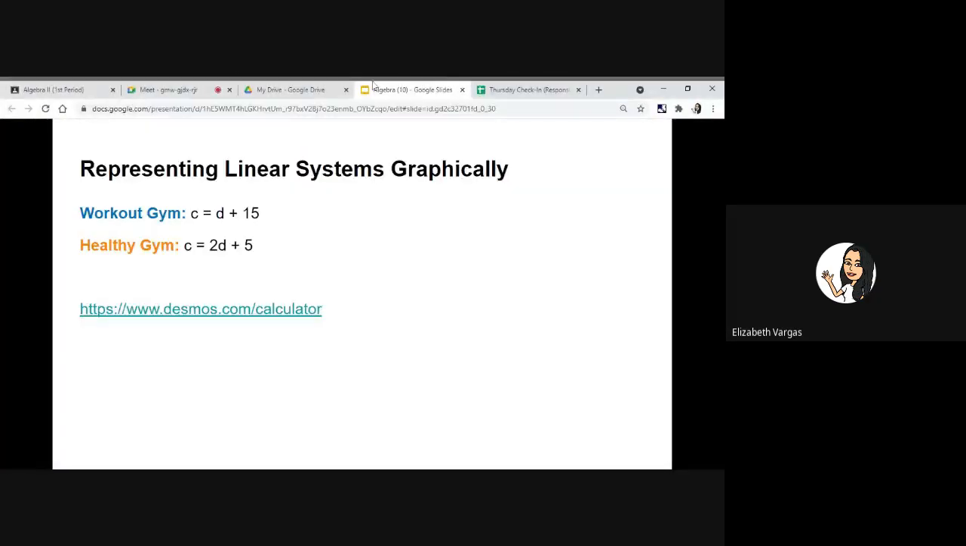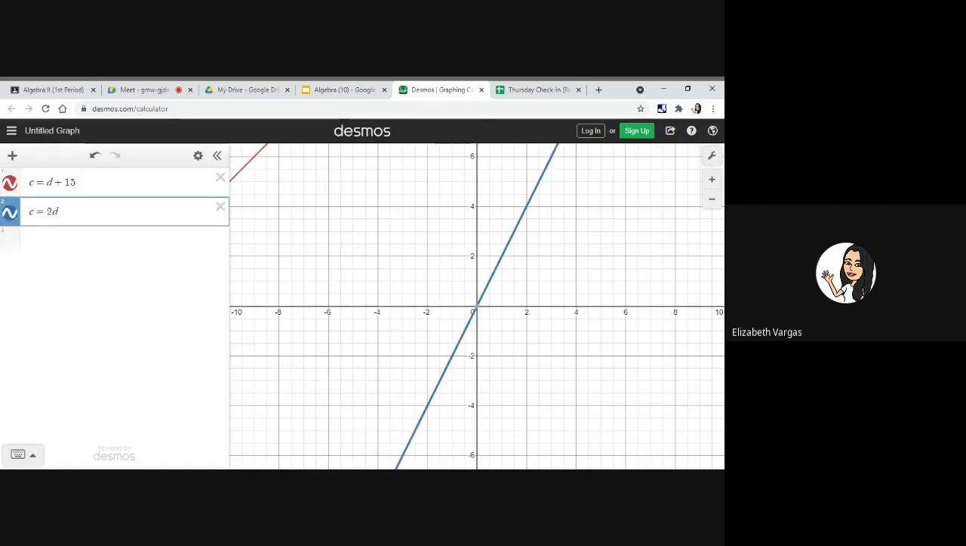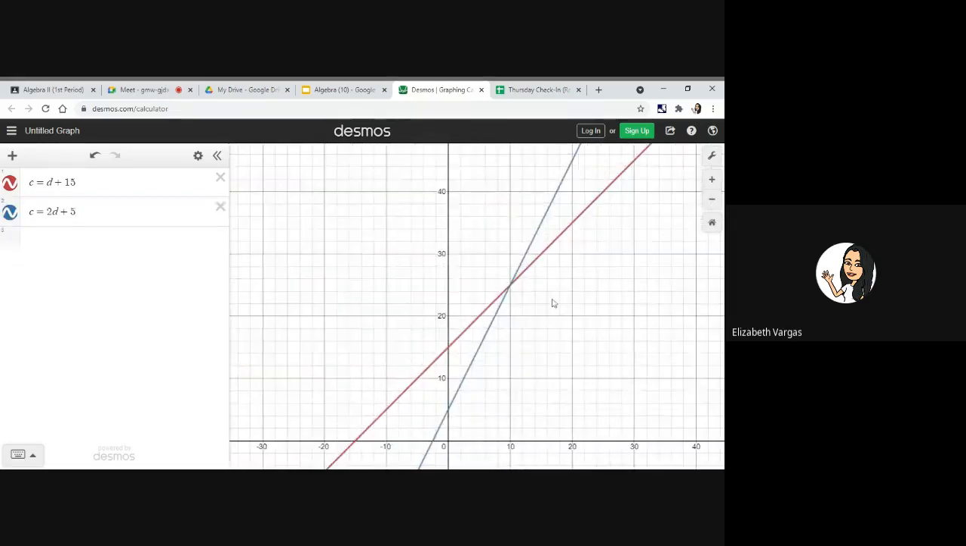Okay, so here we go. The way that we can solve this graphically is we want to plug in both equations. So I'm going to plug in the one that we got for the workout gym: C is equal to D plus 15. And the one that we did for the healthy gym, which is C is equal to 2D plus 5. Let me find that point of intersection.